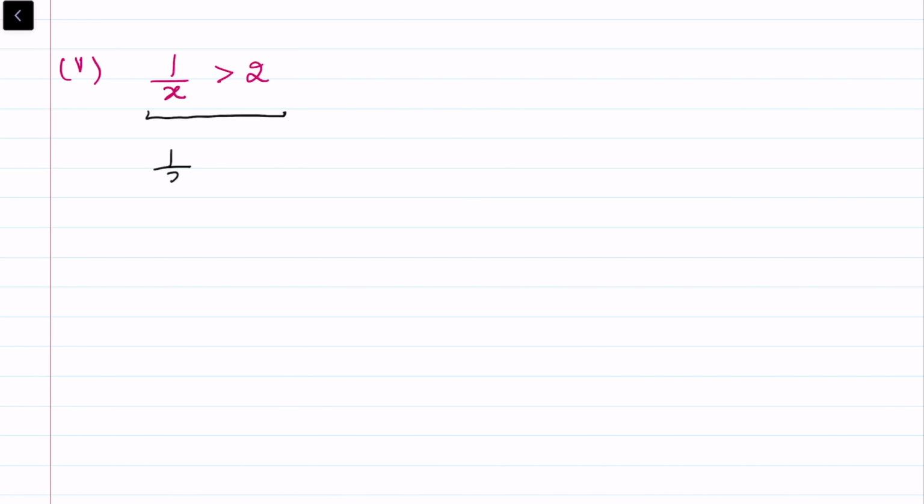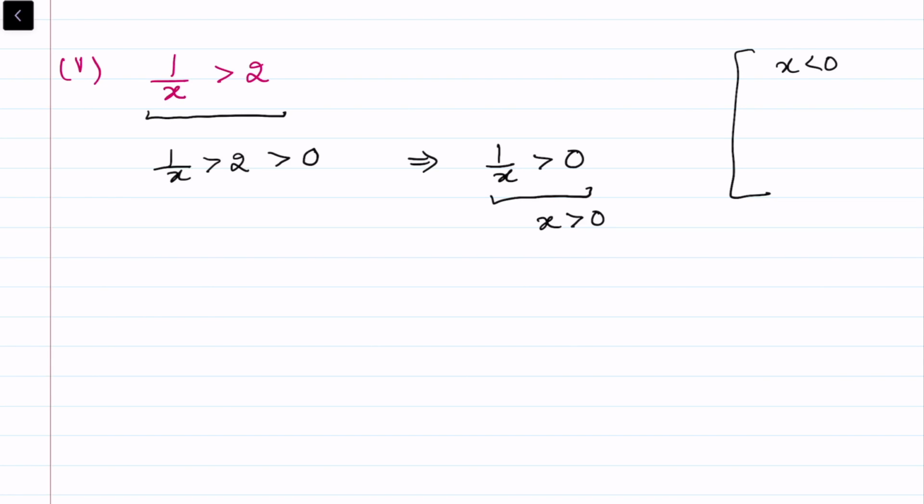Now notice that 1 by x strictly greater than 2 means it is already strictly greater than 0. This means 1 by x is strictly greater than 0. This is possible only when x is also strictly greater than 0, because if x is negative, then 1 by x will be negative. And here we got 1 by x is positive, so that will not hold. So x is greater than 0.